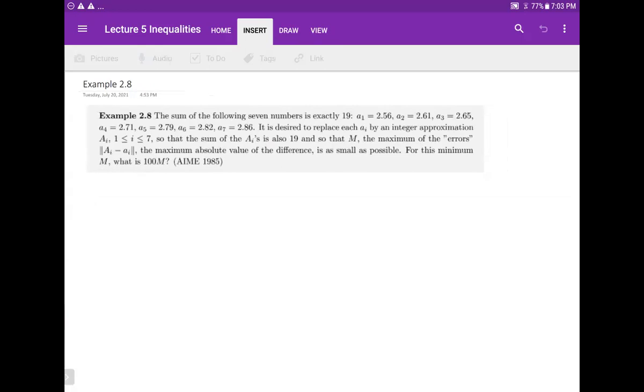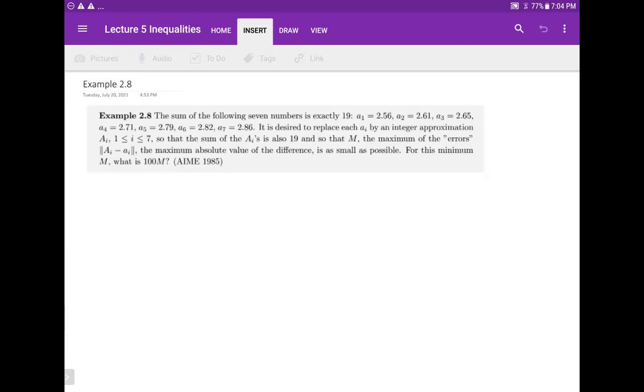All right, so here we have a question. It says, the sum of the following 7 numbers is exactly 19. A sub 1 equals 2.56, a sub 2, and so on and so forth, right? It is desired to replace each a sub i by an integer approximation capital A sub i, where 1 is less than or equal to i is less than or equal to 7, so that the sum of the capital A sub i is also 19, and so that m, the maximum of the errors, the maximum absolute value of the difference, is as small as possible. For this minimum m, what is 100m?